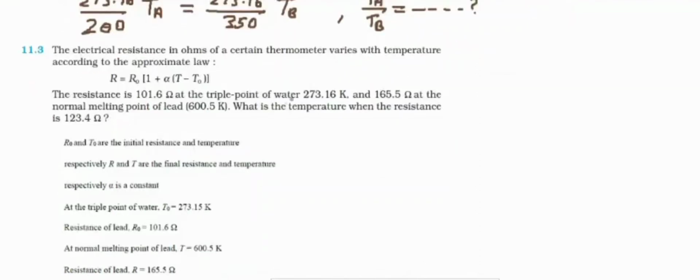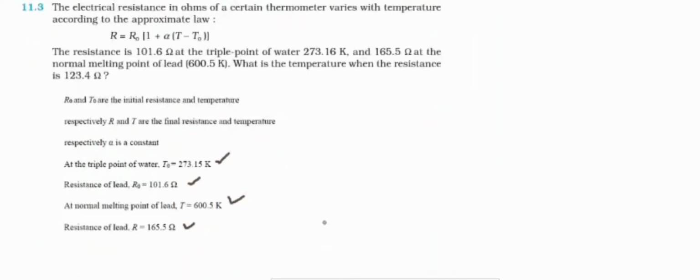are given there. So we have the temperature 273.16 Kelvin that we can take as T naught, and the corresponding resistance is 101.6 ohm taken as R naught. Then next, another value of resistance is given, that is 165.5 ohm at a melting point of lead, 600.5 Kelvin, that we can take as T and R.